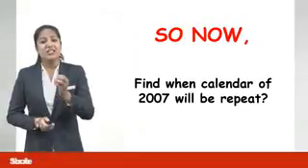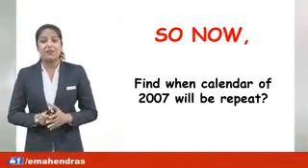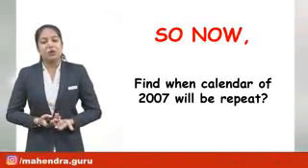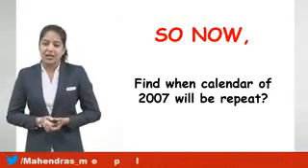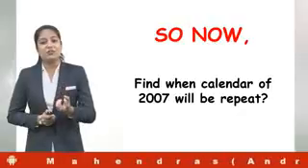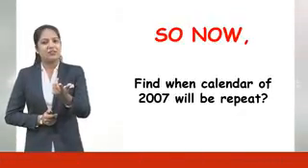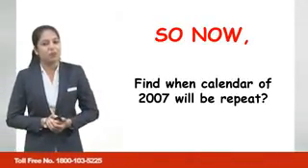Lastly, I am leaving you a question so that you can check it yourself and get the answer, and let us know whether you are able to apply this trick or not. What you have to do is find when the calendar of 2007 will be repeated. Just find out when 2007 will be repeated. Simply 2007 divided by 4, then follow the table process.